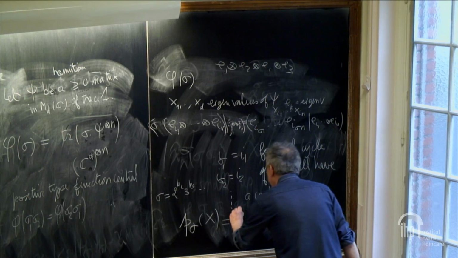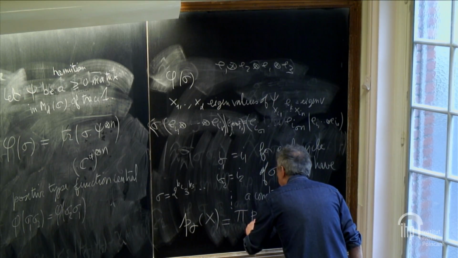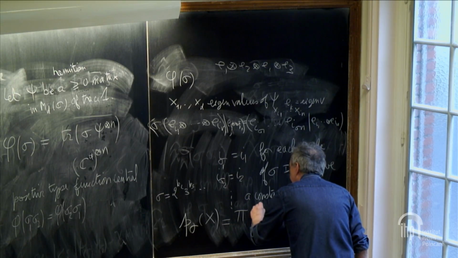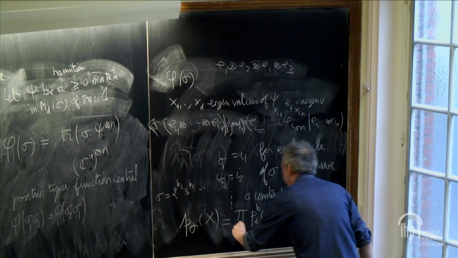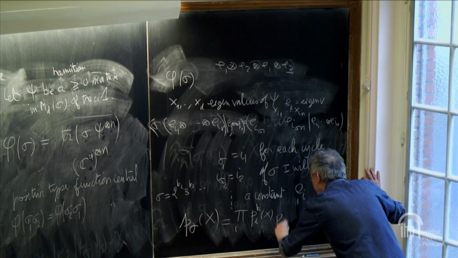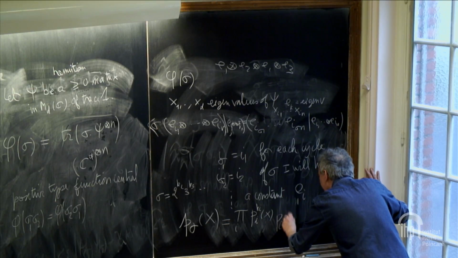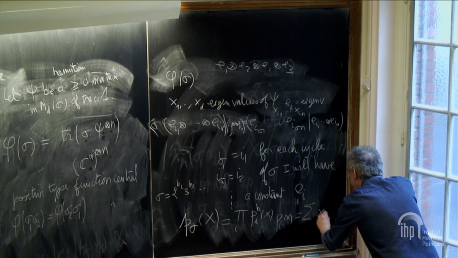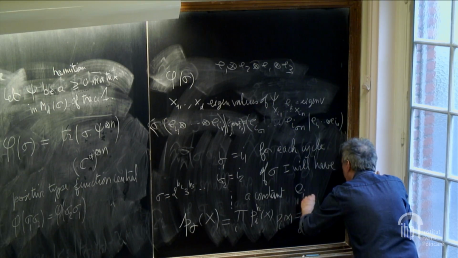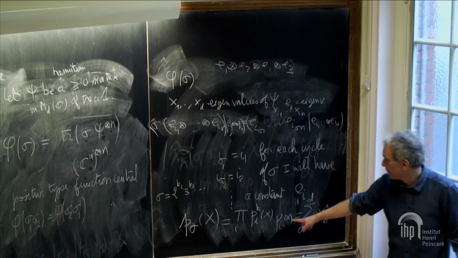And this is the product of p_i(x) to the k_i, and p_i(x) is a sum of x_j to the i. Just the power sum function.